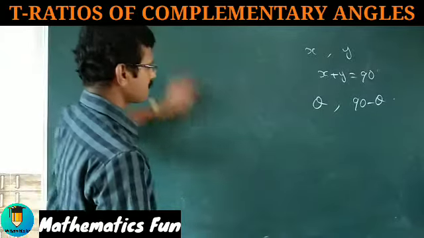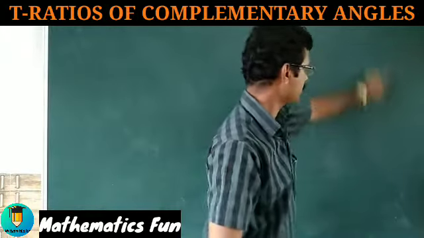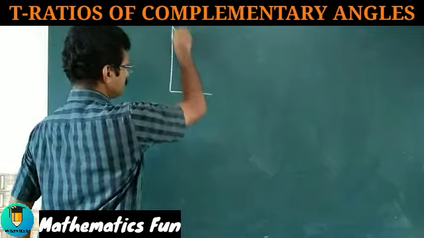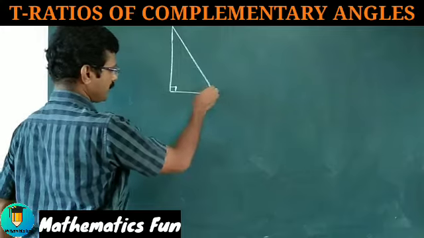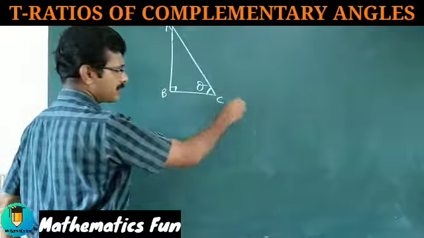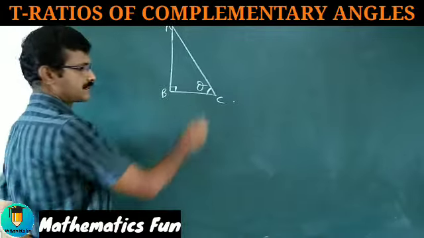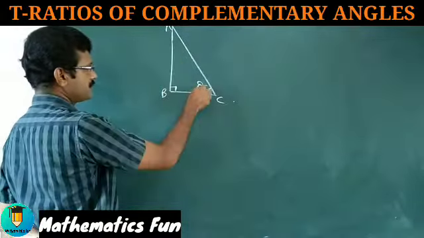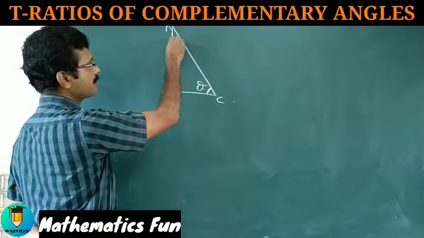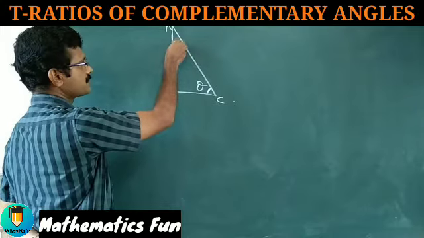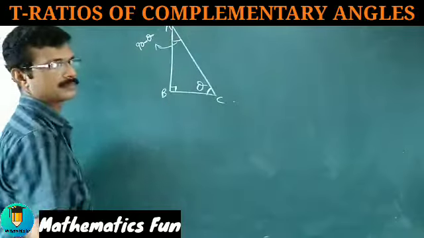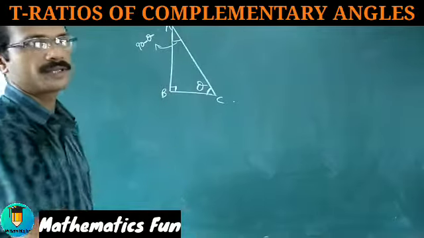So for that, first of all, let's see a right angle triangle. Let one of the acute angles be theta. The triangle's name is ABC. This is theta, and this is 90. By the angle sum property, this other angle I will get as 90 minus theta.